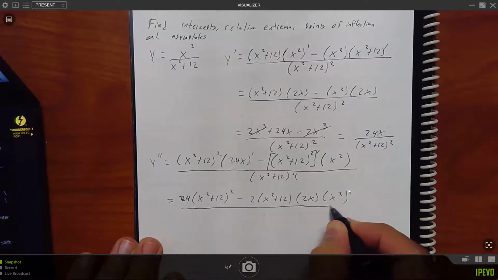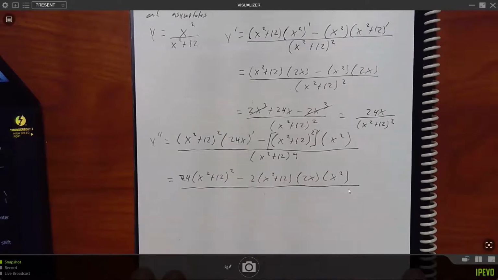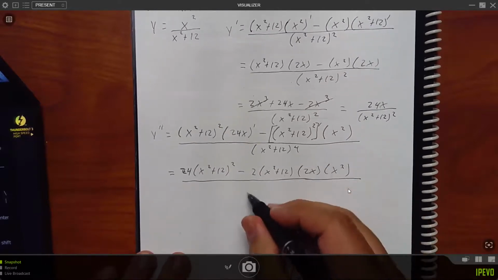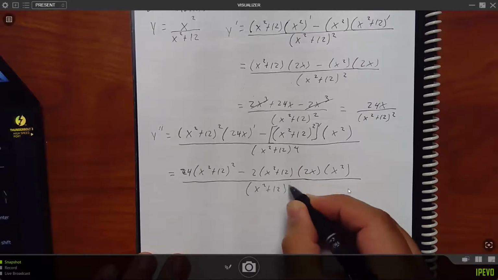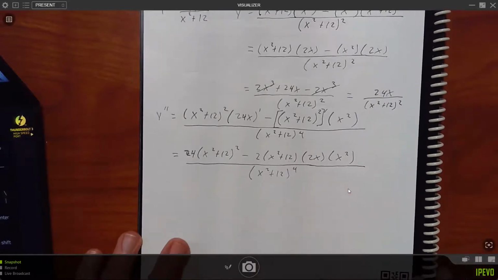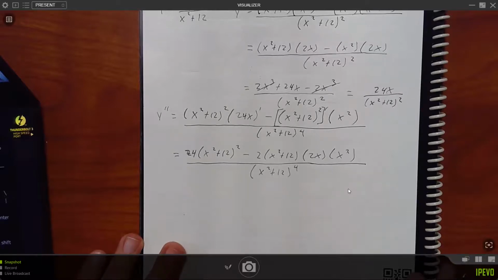I didn't do the second derivative last time because I knew it was going to be messy or difficult, but we should. Okay. This looks disturbing.